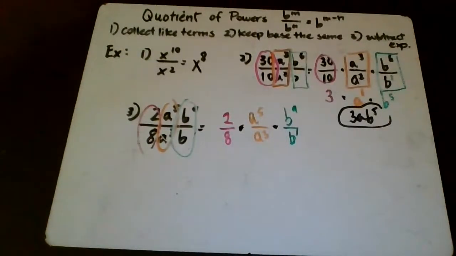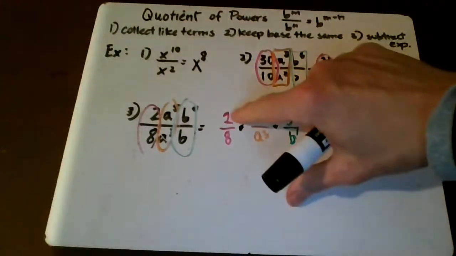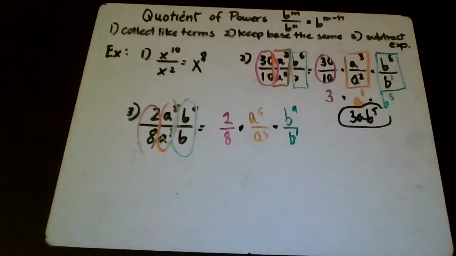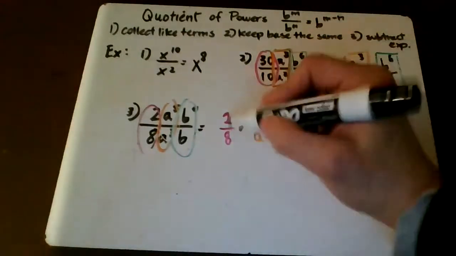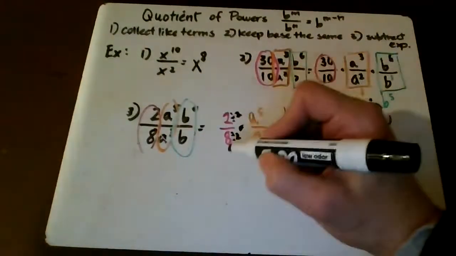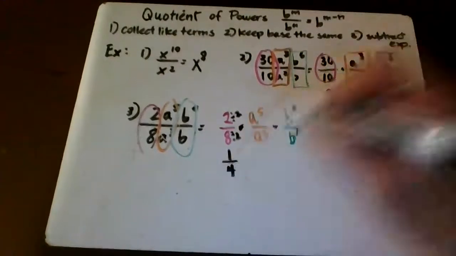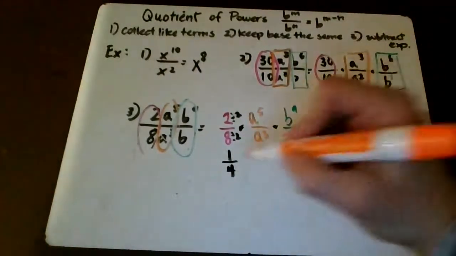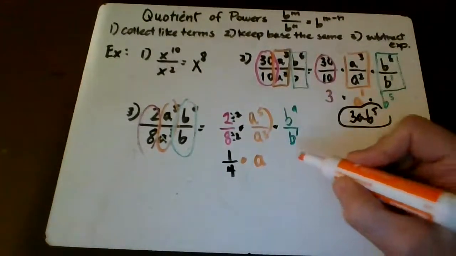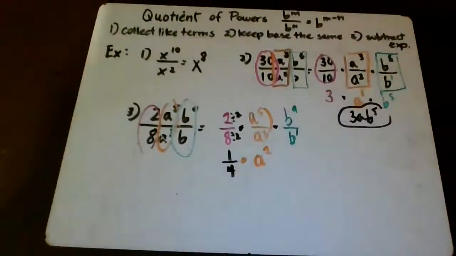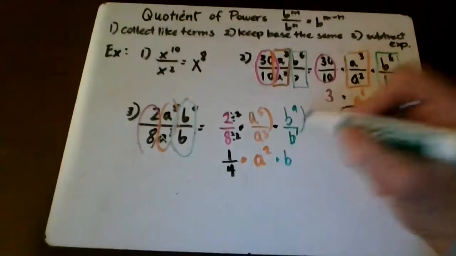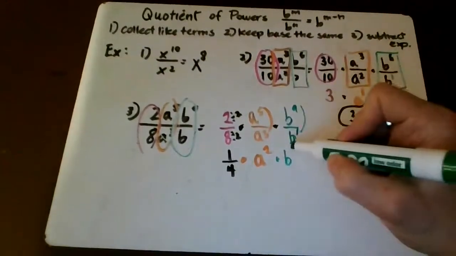Now, the only difference is here, it doesn't come out evenly when I do 2 divided by 8. So instead, I leave this as a fraction. I find the greatest common factor, which would be 2. So I'm going to divide them both by 2. 2 divided by 2 is 1. 8 divided by 2 is 4. So that's 1/4. Multiplied by, keep the base the same, subtract the exponents. So 5 minus 3 is 2. And then keep the base the same and subtract the exponents. So 9 minus 1 is 8.